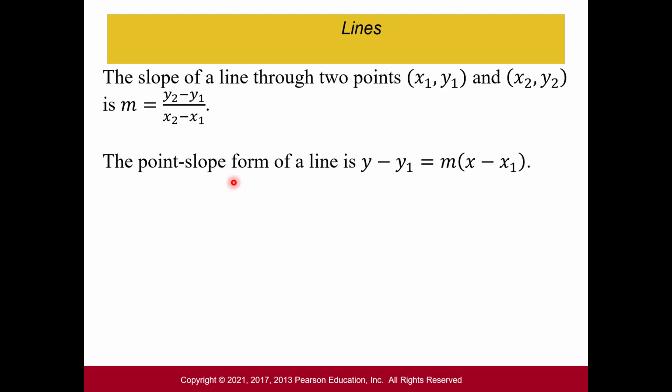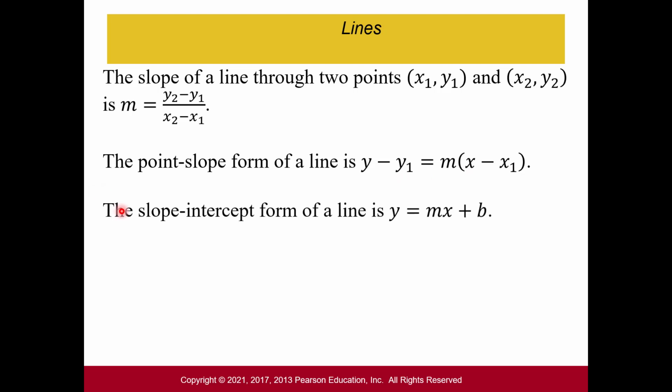The point slope form of a line is this equation, y minus y1 equals m times x minus x1, where x1 and y1 come from a point on the line, and then m is your slope. So this one is usually the most useful form of a line to work with, because a lot of the times we know a point and then we know the slope.